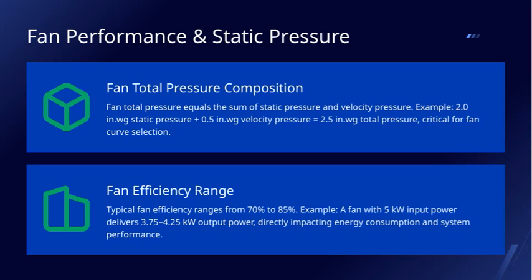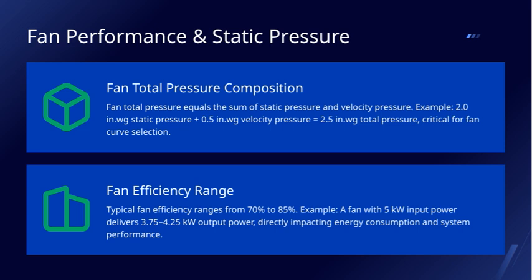Typical fan efficiency usually falls between 70% and 85%. For example, if you have a fan with a 5 kW input power, it will deliver an output power somewhere between 3.75 and 4.25 kW. This range is really important because it directly affects how much energy your system consumes and how well it performs overall. Now, moving on to total pressure.